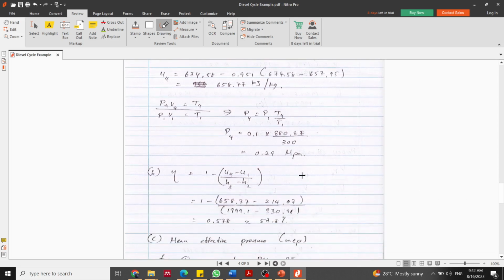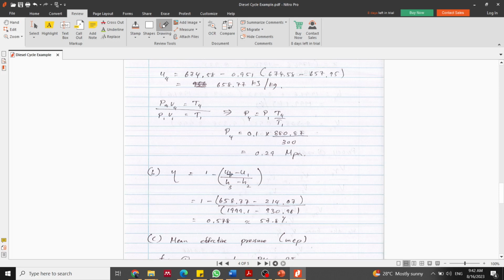So up to now we have found all the temperatures and pressure values at points 1, 2, 3 and 4. Then the next part is to calculate the eta. So we can substitute for the eta, 1 minus Q out divided by Q in.